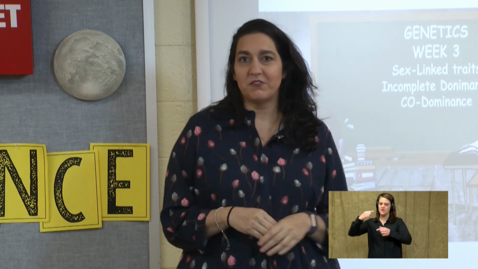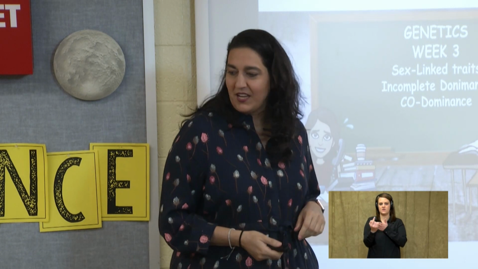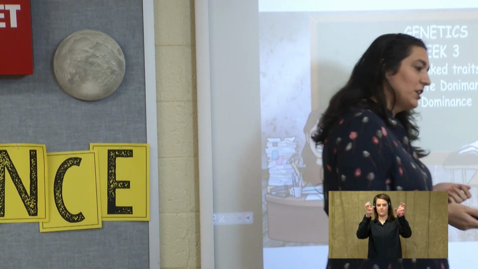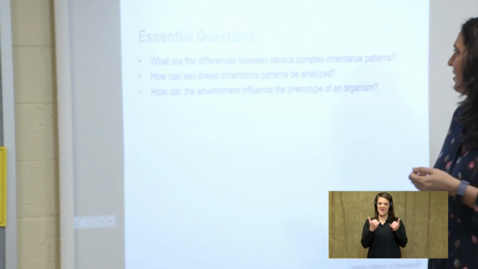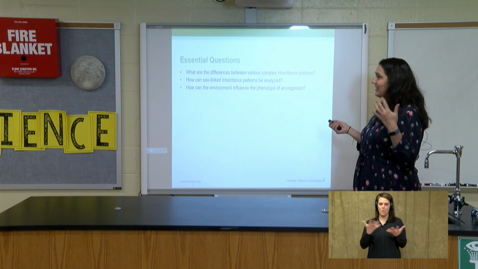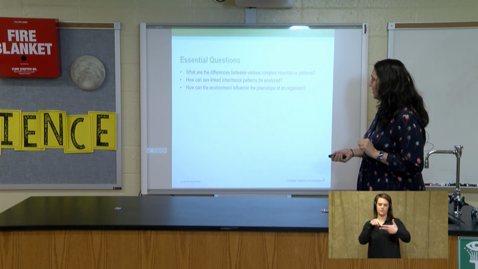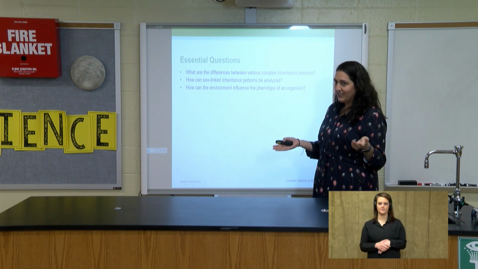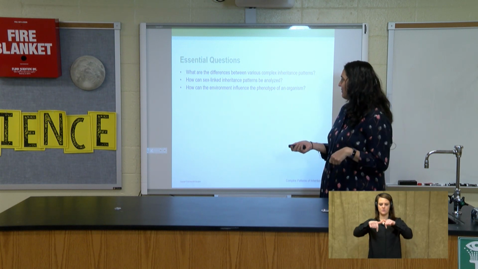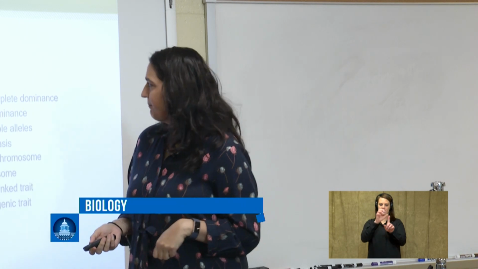So this will be our last week of genetics, and then we'll move on to a completely new topic next week. So today we're going to go a little bit more into complex genetics. Some of the things I want to make sure we cover: What are the differences between these different types of complex patterns? We've got 3 big ones, actually 4 we're going to talk about. How can you analyze these, which we're going to go back to our Punnett squares we've been talking about, and what happens with the environment? How does that influence it a little bit?